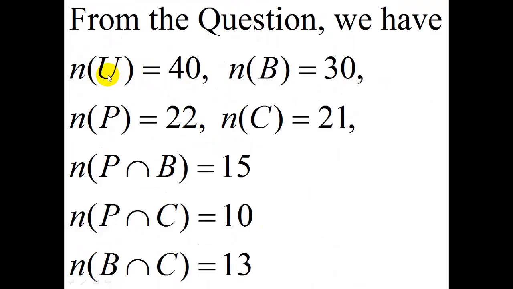Now from the question, the number of students equals 40, so number of U equals 40. Number of biology students equals 30. Number of physics students equals 22. Number of chemistry students equals 21. Number of students who study physics and biology equals 15. Number of students who study physics and chemistry equals 10. Number of students who study biology and chemistry equals 13.